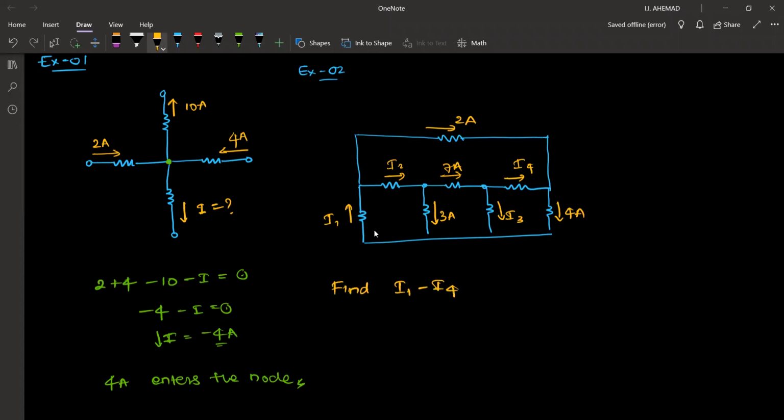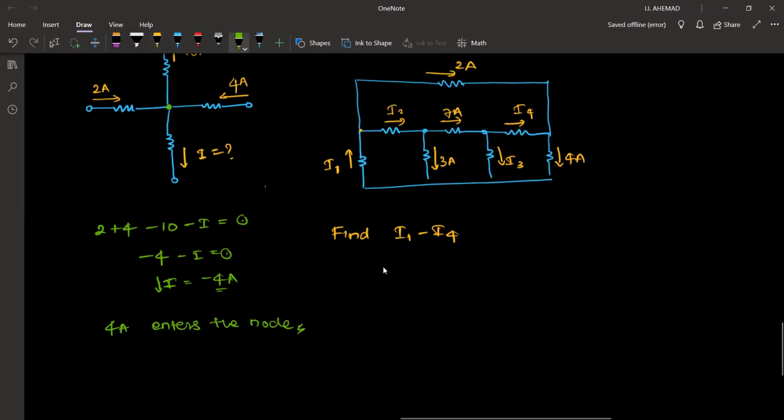We have to find the currents I1 to I4. Start from some corner and try to find it. It is just like a puzzle. You can start from somewhere. Try to check. Start from I1, I2, I3, and I4. See which one you can find first.